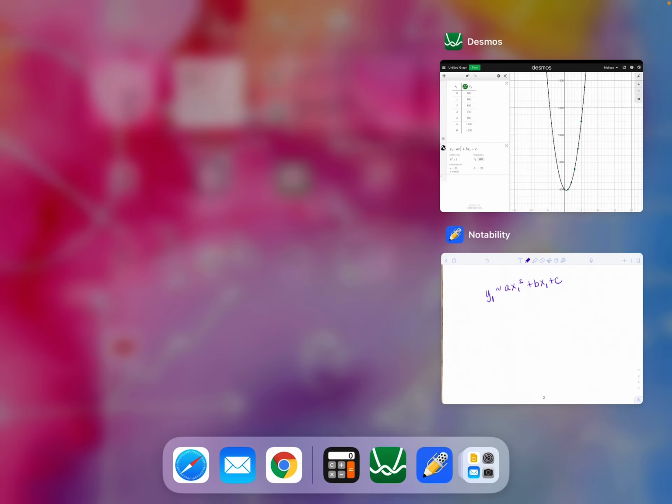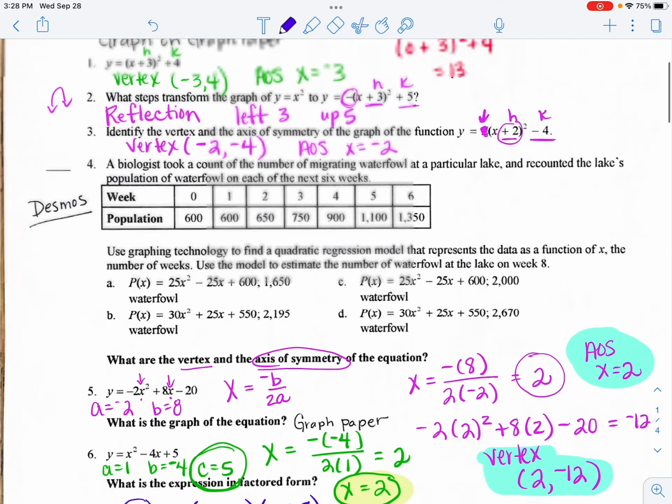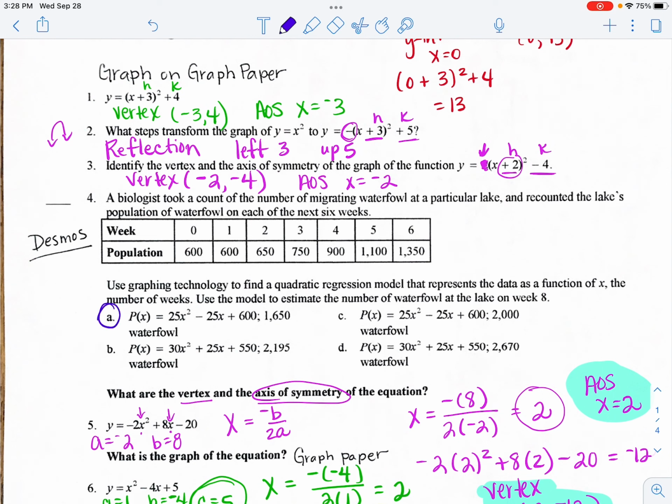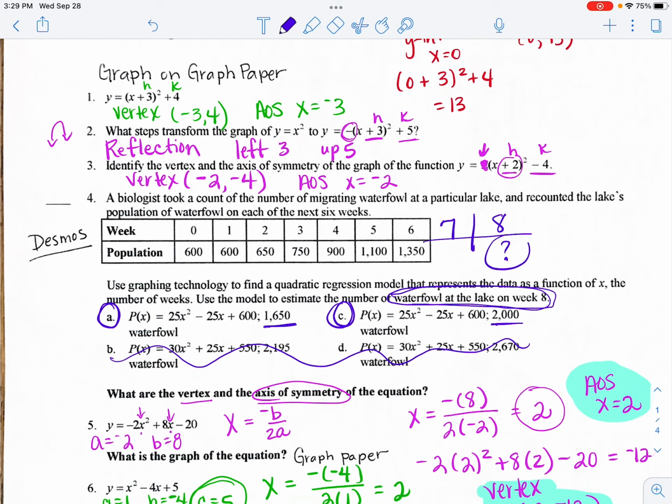I don't need that anymore. So let's go back and look at our problem. So that means we know the answer has to either be this one or this one, right? Those are the two functions, so it's not B or D. We want to use the model to estimate the number of waterfowl on the lake at week 8. So that's where it's saying, okay, is it 2,000 waterfowl or 1,650 waterfowl? So week 8 just means, if I kept going and said week 7, there were this many, week 8, there were this many. That's what we're looking for, what approximately should be the number there.